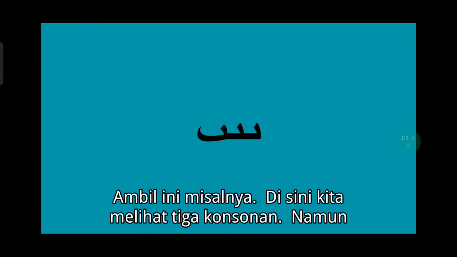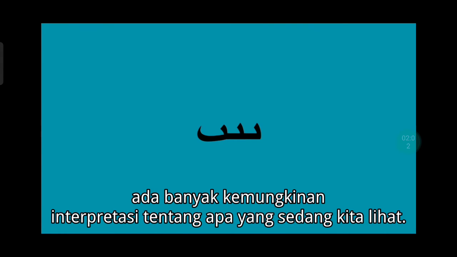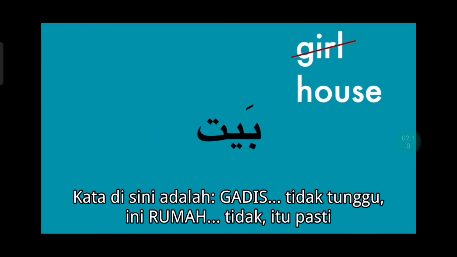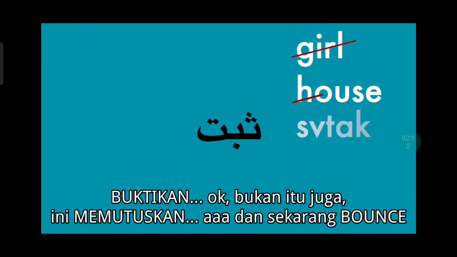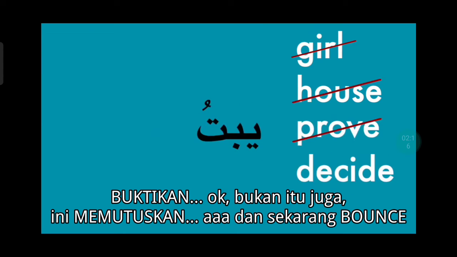Take this for example. Here we are looking at 3 consonants, but without knowing which vowels to put where and which consonants are even depicted, there are lots of possible interpretations of what we are looking at. The word here is girl. No wait, it's house. No, it's definitely prove. Okay, that wasn't it either, it's decide. And now it's bounce.